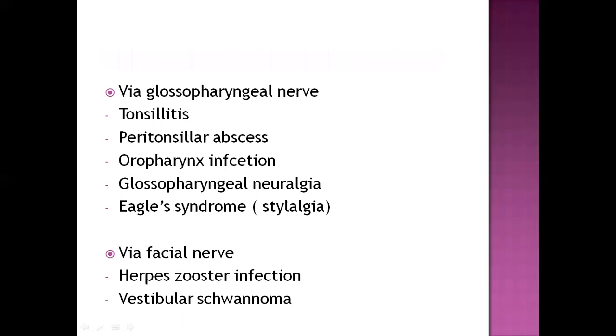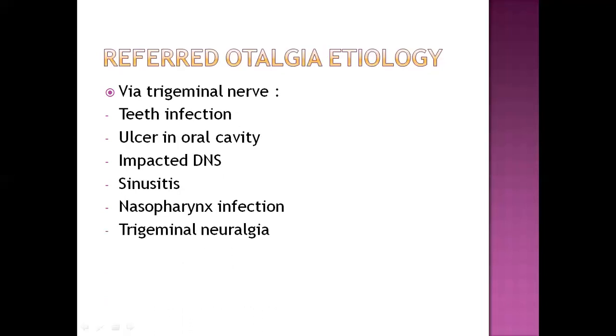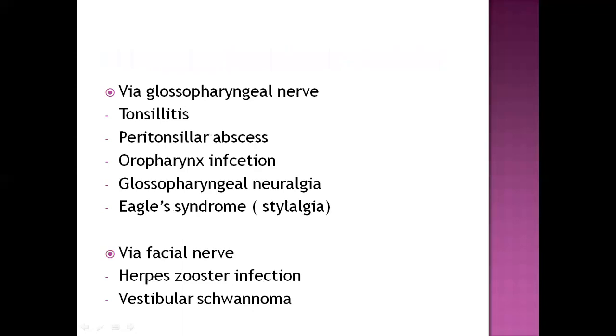Next nerve is the glossopharyngeal nerve. Our previous nerve was the trigeminal nerve. This is the glossopharyngeal nerve. Tonsillitis can be an etiology. Peritonsillar abscess can be an etiology. Oropharynx infection. Glossopharyngeal neuralgia. This is disturbance in transmission of nerve between the brain and pharynx, the glossopharyngeal part. Eagle's syndrome, stylalgia. In stylalgia also, there might be otalgia. No matter if there is infection in the pharynx, middle ear, or larynx, because there is a connection with the ear, there might be symptoms in the ear as well.